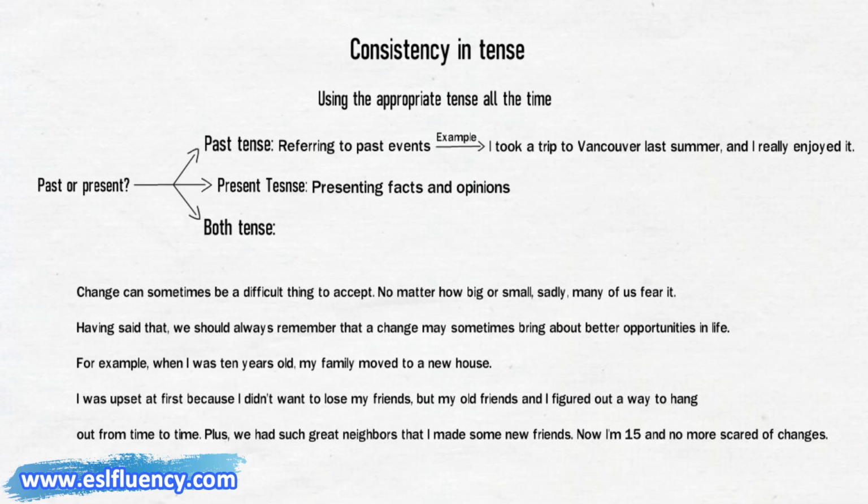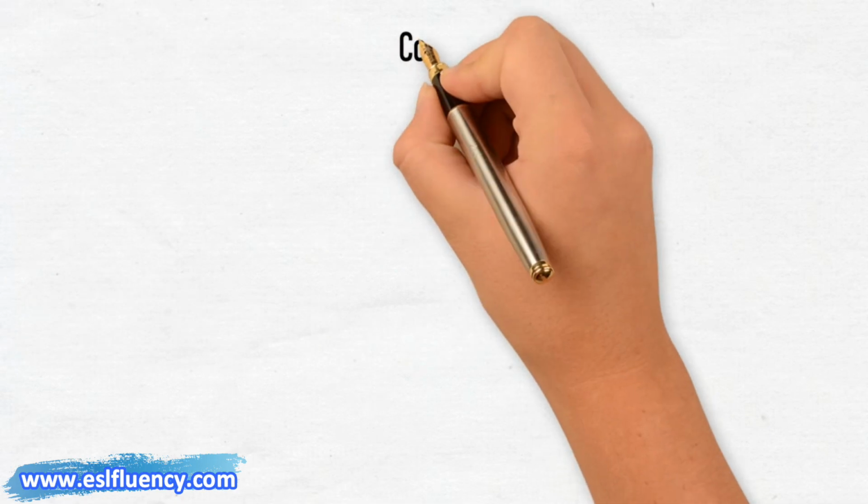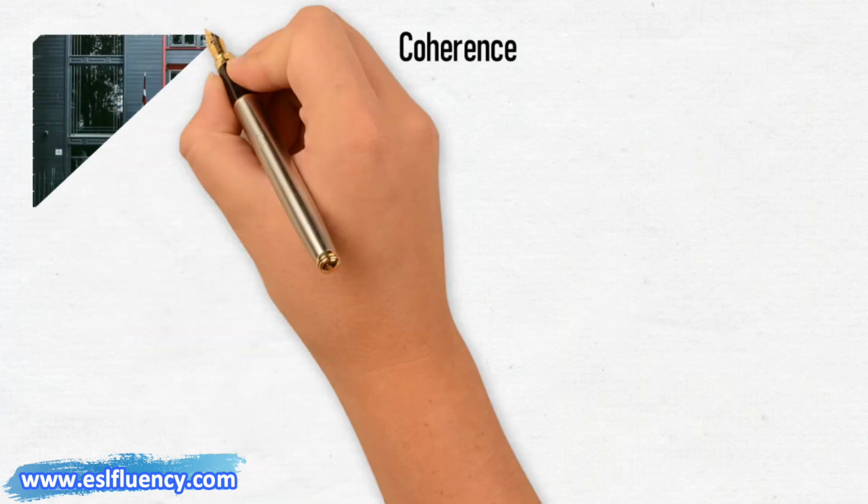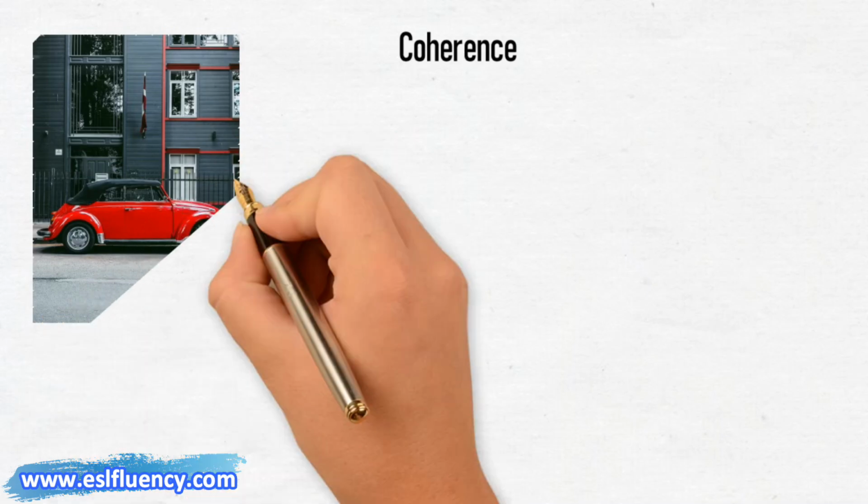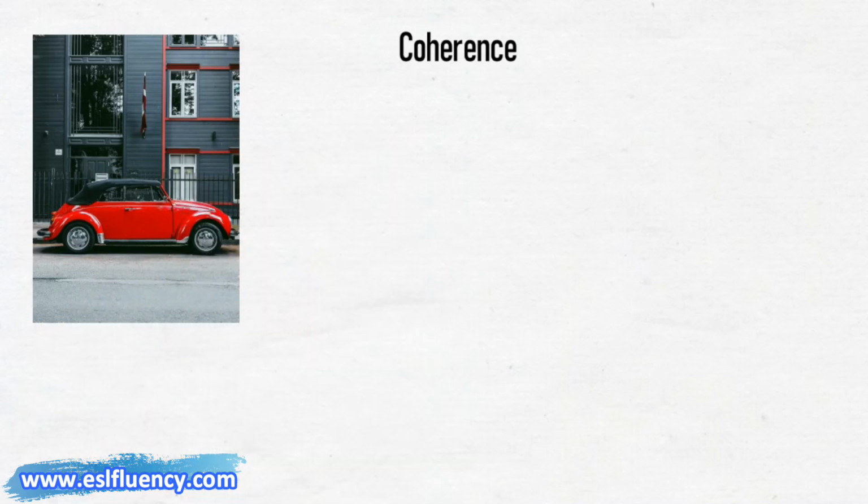Notice how I help the reader understand which part is in the past and which is in the present by using time indicators. Now, let's talk about coherence. Do you remember our example about cars? Well, now I'm going to use it to illustrate what coherence is. Take a look at these two pictures.